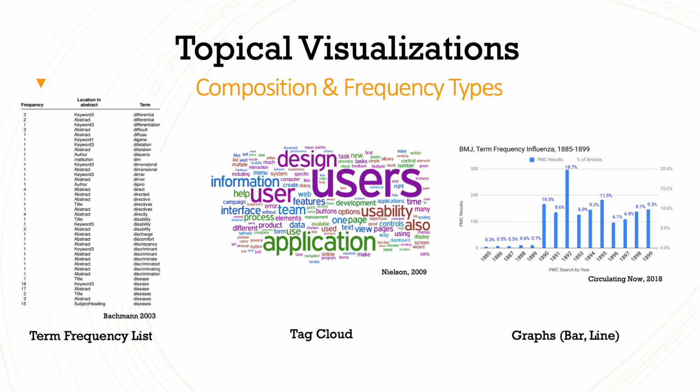Mainly bar graphs and line graphs are used because they need to show the frequency of the terms. This graph here, as an example, looks at the term influenza within the British Medical Journal from its publications from 1885 to 1899. And we can see its change through time based on its frequency within the journal. There was a spike in publications about influenza in 1892. And then we can see its slight decrease, but it remains pretty steady after that.